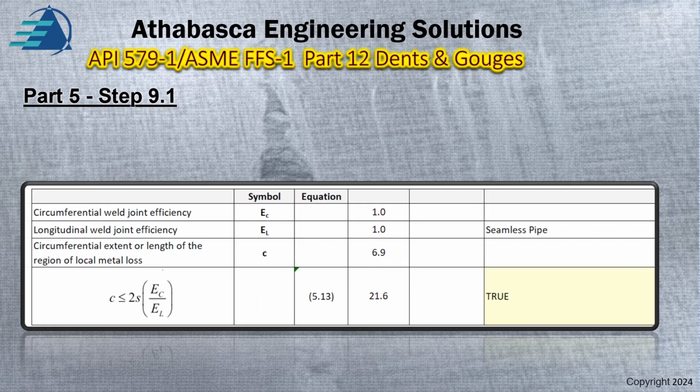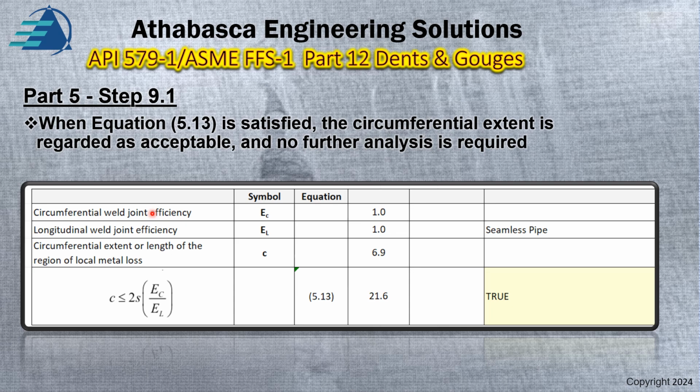So in part 5, step 9.1, we just calculate this ratio of looking at the shape of the flaw, and we do an evaluation. And this value here must be greater than C, and it is. So that means that we're basically done with this analysis. We can succeed with doing this analysis, and we can reduce the pressure, and we can do it with a level 1 assessment.